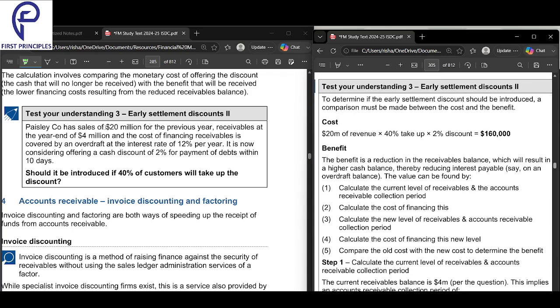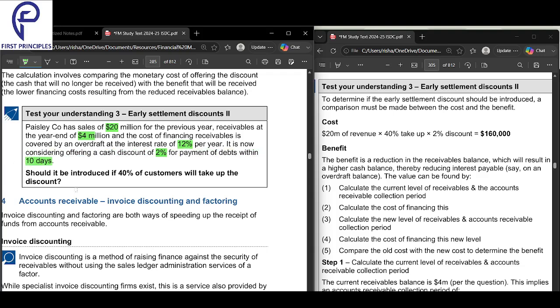Paisley Co. sales is 20 million. Receivables 4 million. The cost of financing the receivables, if you go for the bank, is 12%. It is now considering giving a cash discount of 2% within 10 days. If people pay within 10 days, we'll give them a discount.